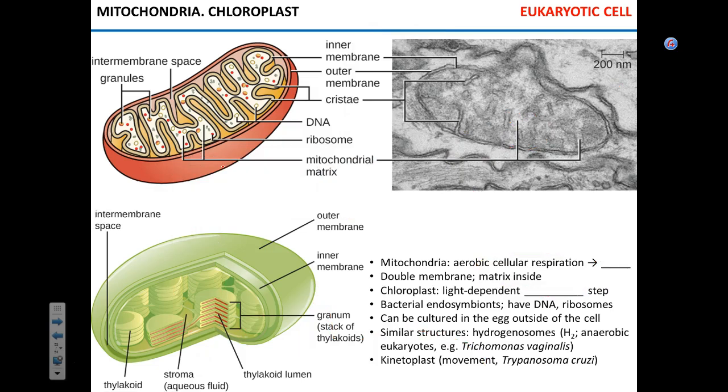Mitochondria and chloroplasts. Mitochondria is an endosymbiont. Remember we talked about it. What was that originally? A bacteria. Yeah, it was a bacteria that was able to carry out oxidative respiration. It still carries out oxidative respiration.